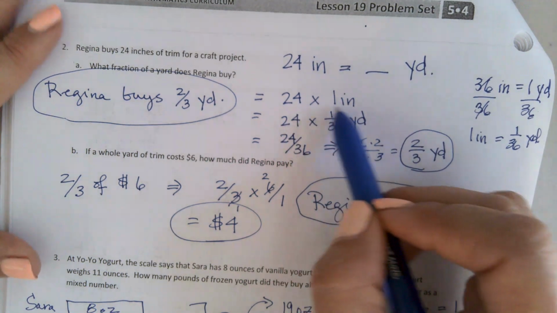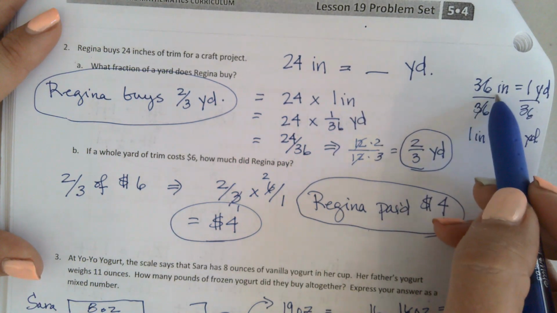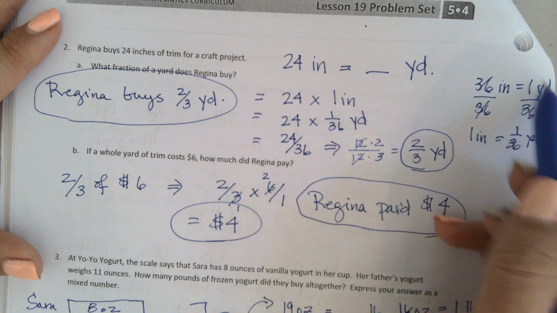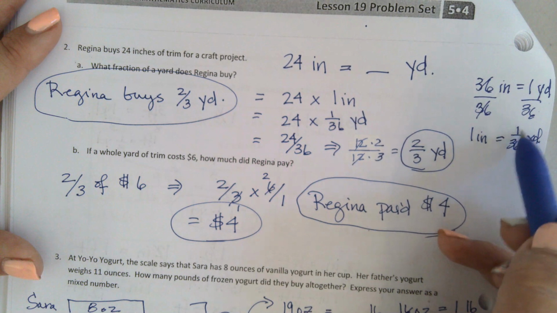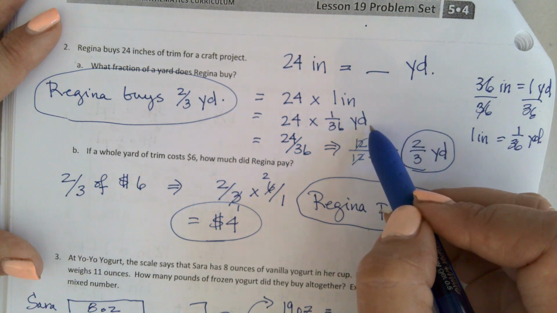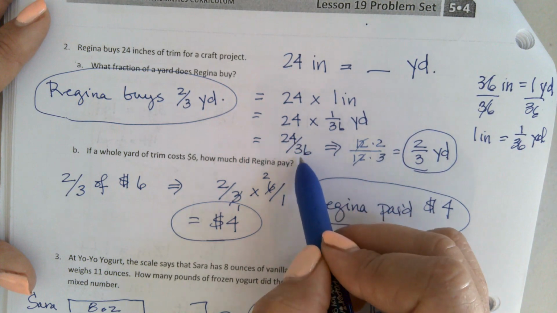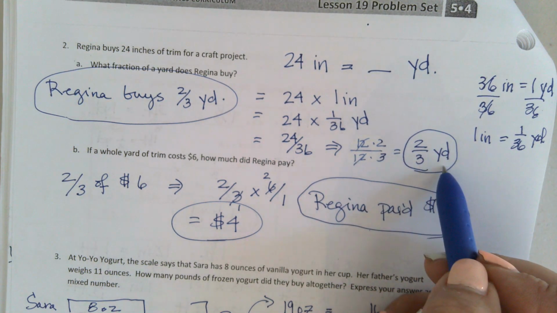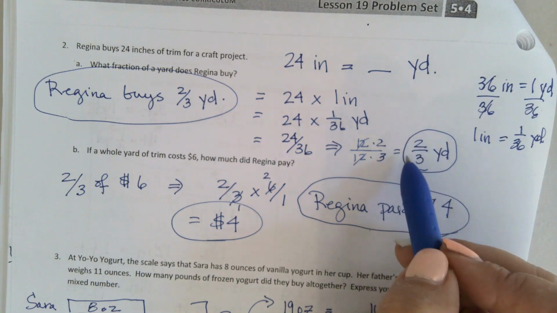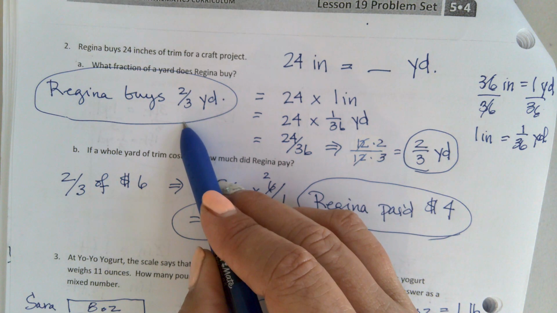So 24 copies of 1 inch. I came over here and I knew that there are 36 inches in 1 yard. I convert or rename it. 1 inch is the same as 1/36 of a yard. I use that to rename my units. 24 times 1/36 is 24/36, but we need to simplify, so it's 2/3 of a yard. Remember, this isn't the answer. This is the answer. Regina buys 2/3 of a yard.